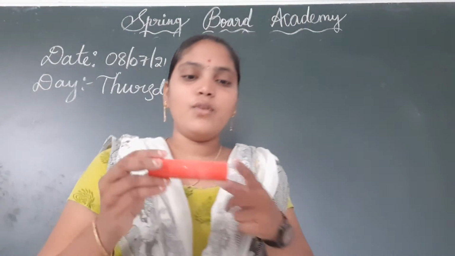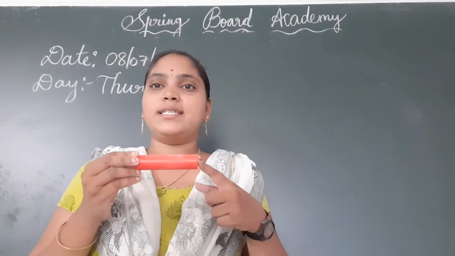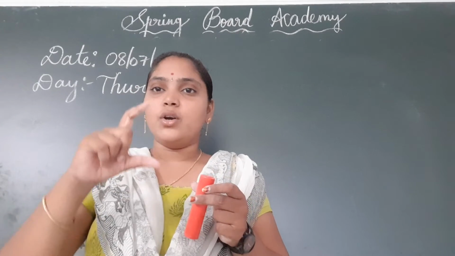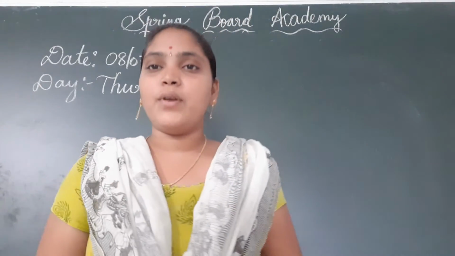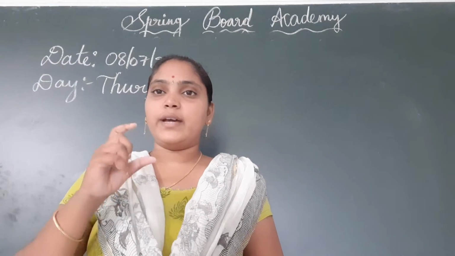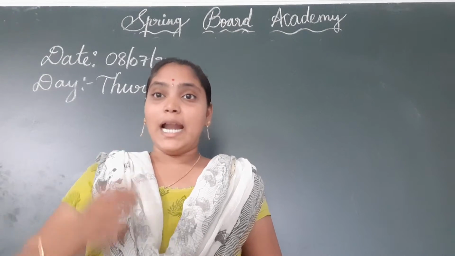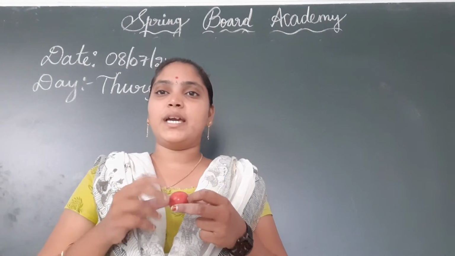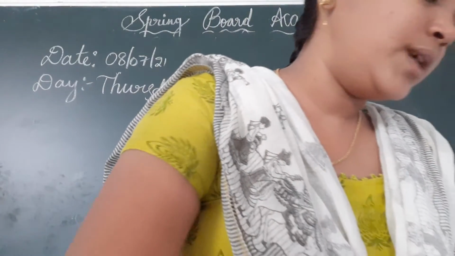Next, what is an example of a cylinder? So a battery is an example of a cylinder, and a gum bottle. Okay, a glue stick is an example of a cylinder. And what is an example of a cone, children? For example, an ice cream is an example of a cone, and a birthday cap is an example of a cone. And an example of a sphere, a ball is an example of a sphere.